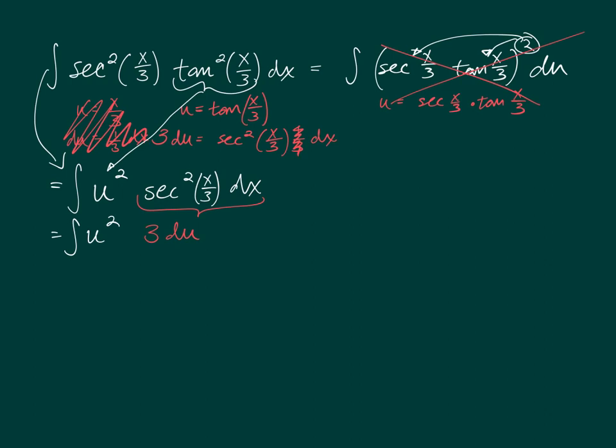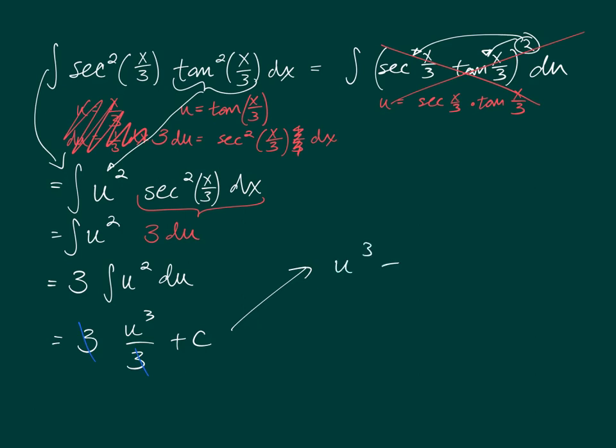And just like I do with any constant when I'm using substitution, I'm going to pull or factor the 3 to the front of this integral, u squared du, and that just makes it easier, like focus on the u squared here. So now I can actually find the antiderivative of that, 3 u cubed over 3 plus c. And these 3's very nicely cancel out, leaving us with just u cubed plus c.